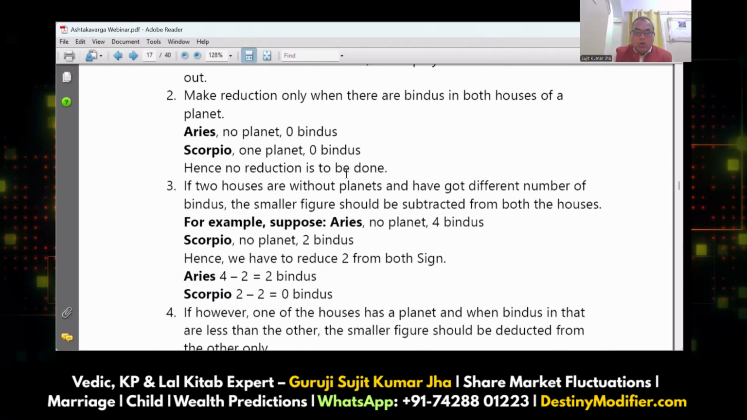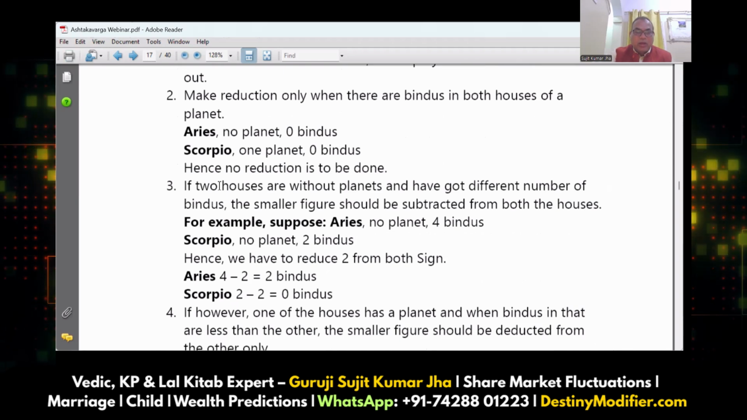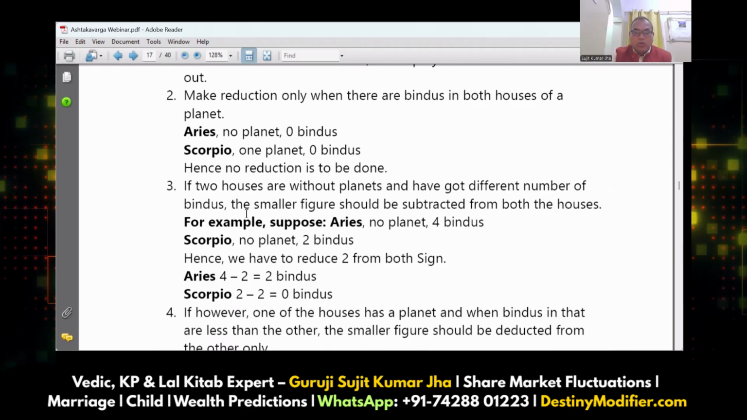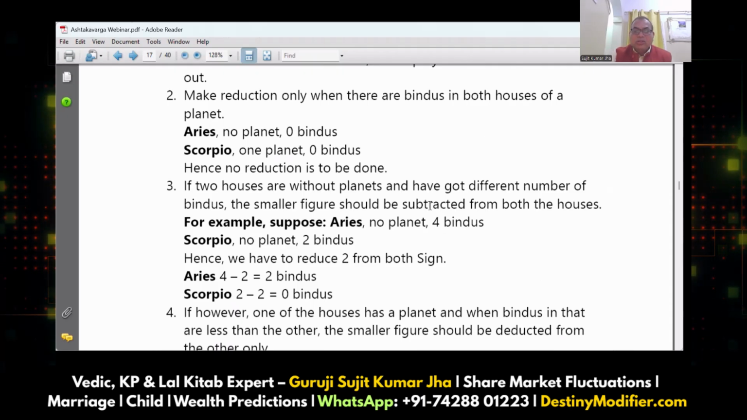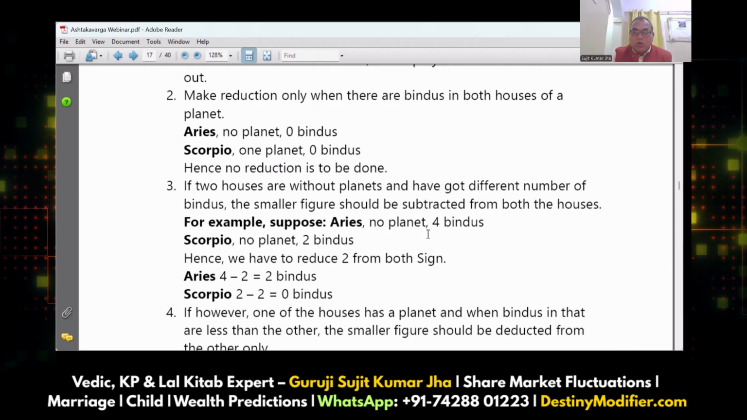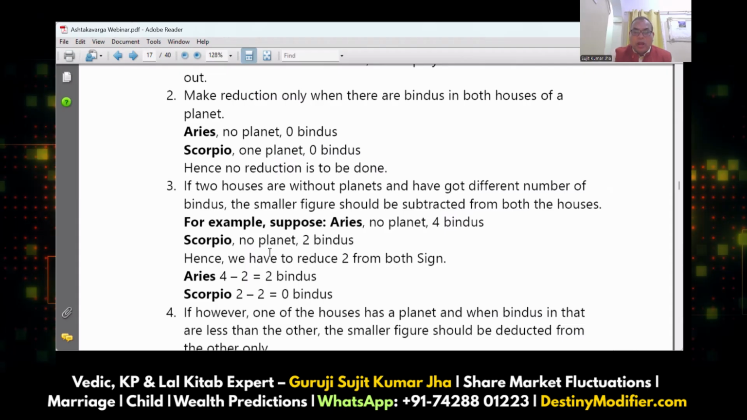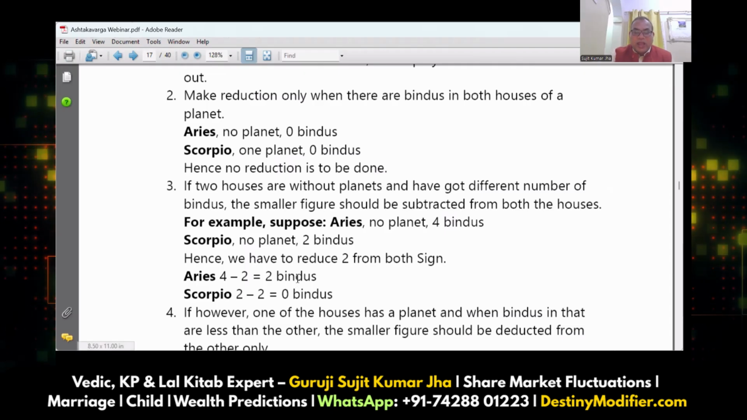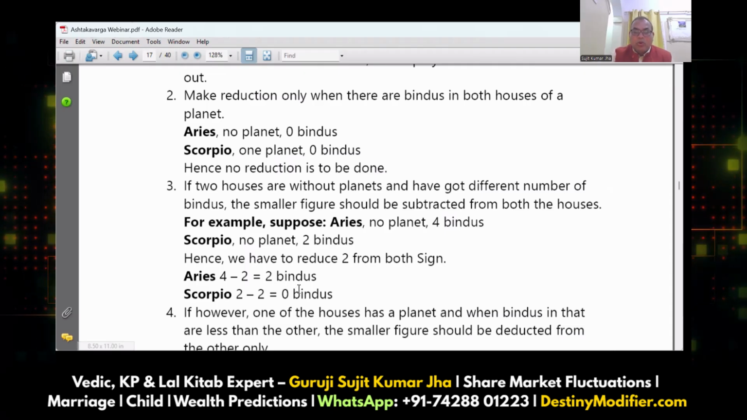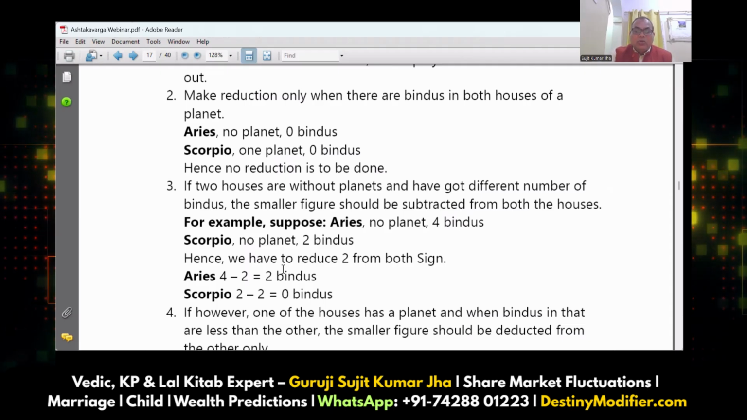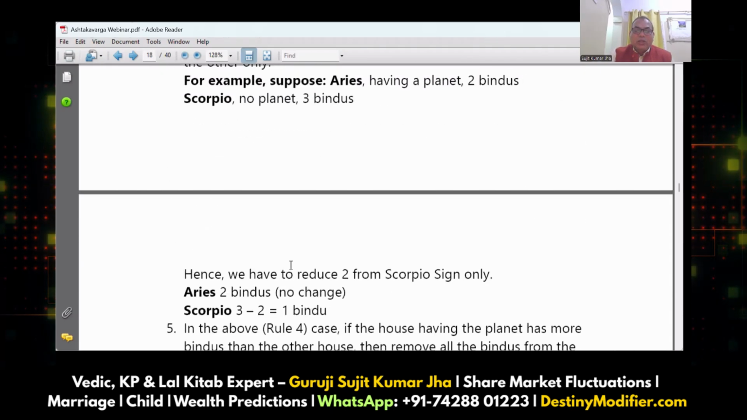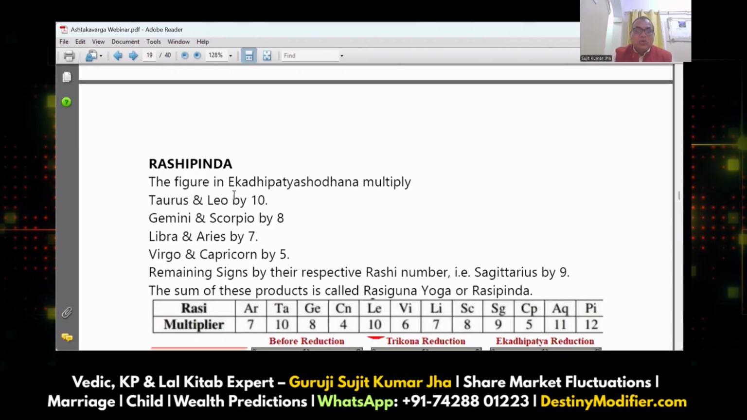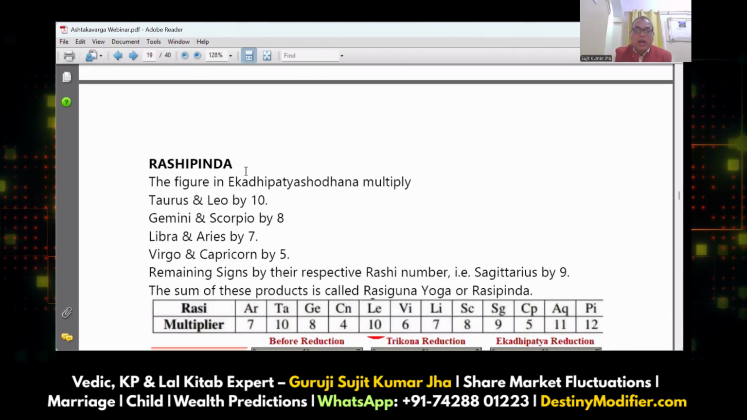So based on the rule, we have to do the Ekadhipati Sodhana. If two houses are without planet and have a different number of bindu, then the smaller figure should be subtracted. Example, Aries no planet 4 bindu, Scorpio no planet 2 bindu. So we subtract 2 from 4. Aries sign now has 2 bindu, Scorpio 0 bindu. Like that, we find the Ekadhipati Sodhana. Why are we finding this? We are finding this to calculate the Rasi Pinda.